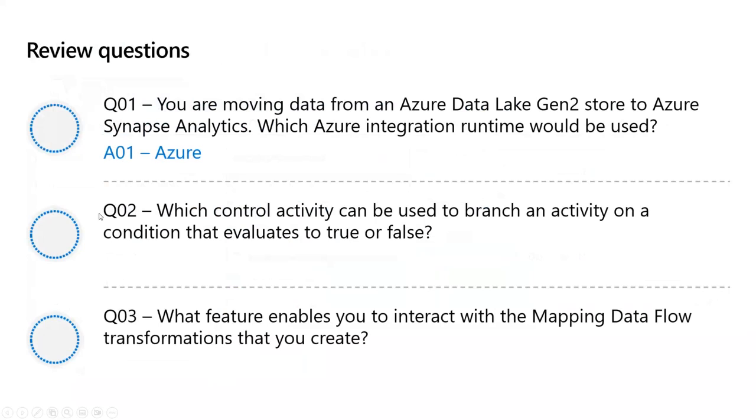So I will quickly review the questions here. You are moving data from Azure Data Lake to Azure Synapse Analytics. The runtime you would use is the one in Azure, because you are in the Azure cloud. Quickly, which control activity can be used to branch an activity on a condition that evaluates to true or false? And the answer is the if condition activity. Okay, and that's what we have mentioned, the branch. Finally, what feature enables you to interact with the mapping flow transformation you create? And the answer is the debug one, when you're going to be able to get more into the mapping data flow that you want to fix.